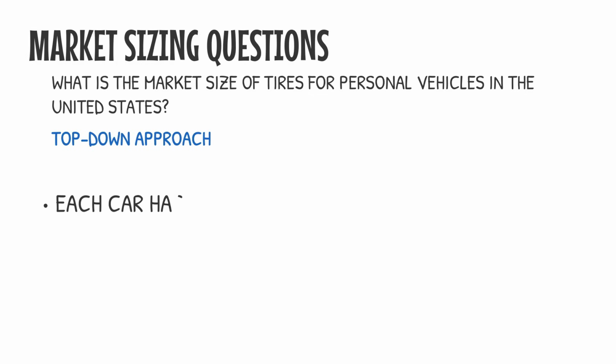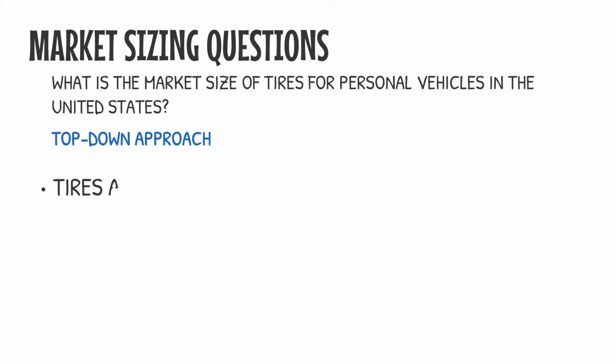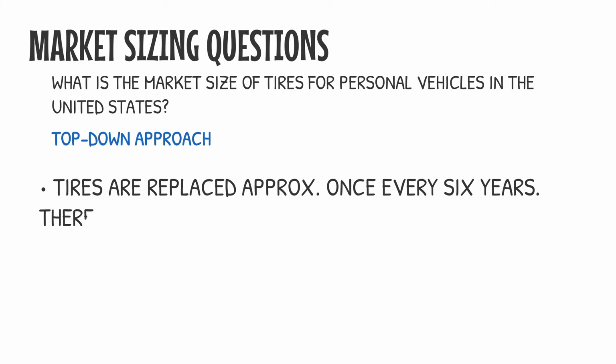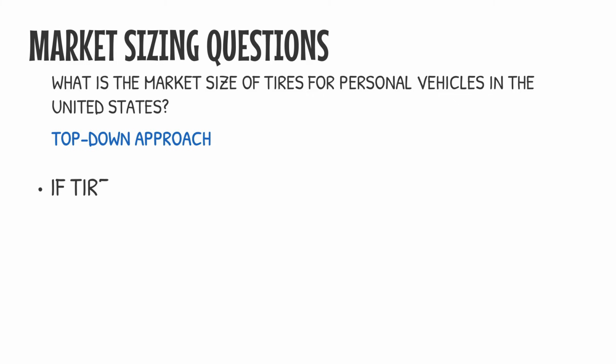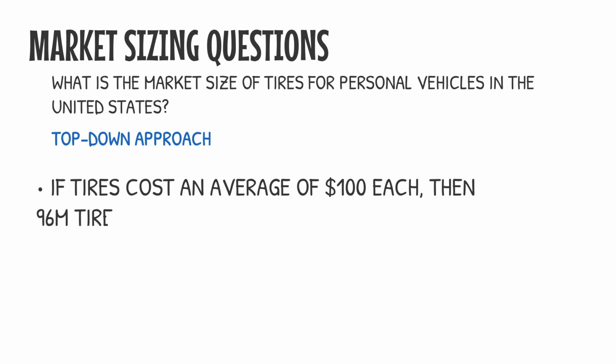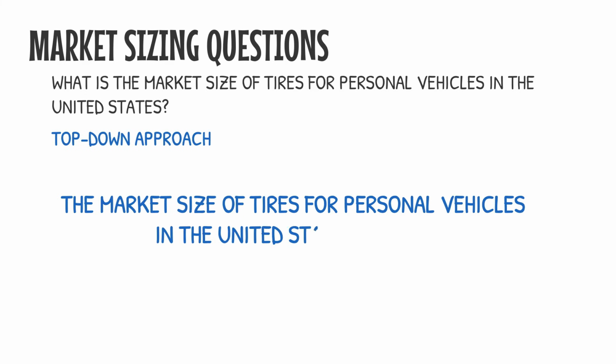Each car has 4 tires, so there are 4 times 144 million cars, which equals 576 million tires for personal vehicles in the US. Tires are replaced approximately once every 6 years. Therefore, in a given year, 576 million tires divided by 6 equals 96 million tires that are sold. If tires cost an average of $100 each, then 96 million tires times $100 equals $9.6 billion. The market size of tires for personal vehicles in the US is $9.6 billion.